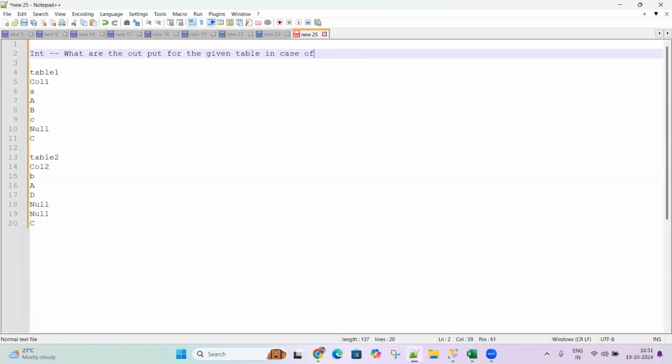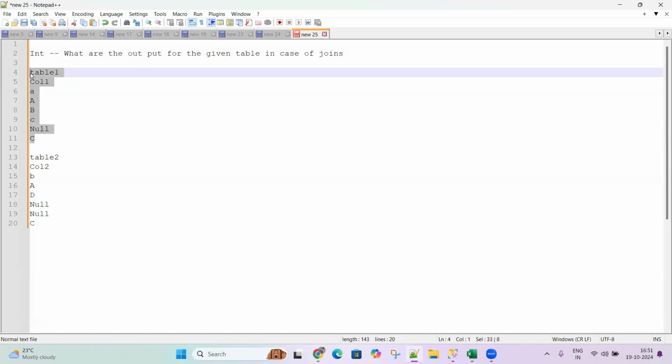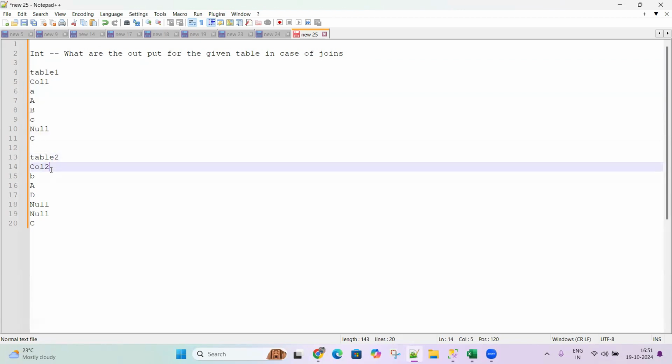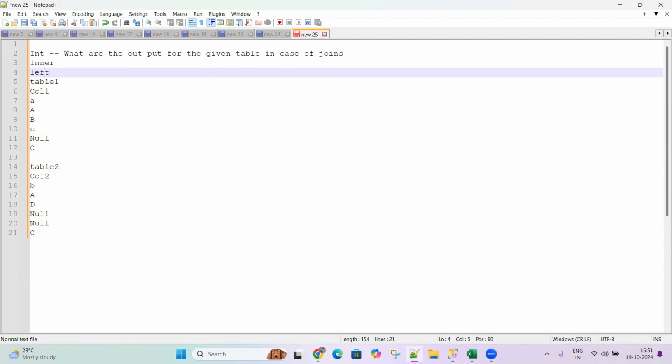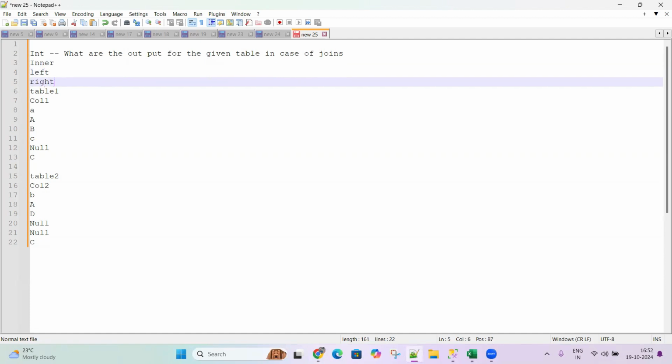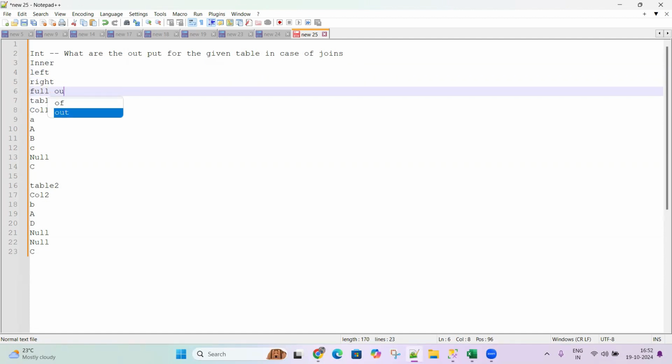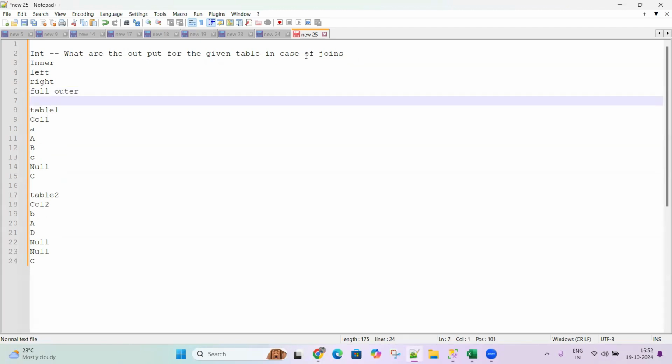So we all know joins are a very important topic in SQL. They have given two tables here. One is table one with column one, and there are around 6 records. Similarly we have table two with column two, and we have around 6 records. Now for inner join, left join, right join and full outer join, what's the output they're asking? This is a very simple and yet tricky question.